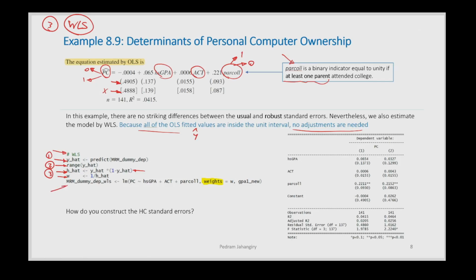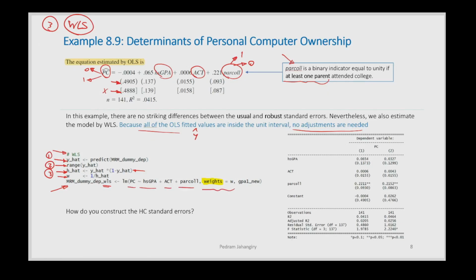Then, how do we do it in R, in terms of weighted least squares? Let's just call it weighted least squares. Again, this is a name. So lm is lm. We have seen this before. So far, it's exactly like OLS. The only difference is that we're going to say, okay, PC on high school GPA, ACT. This is the only difference.